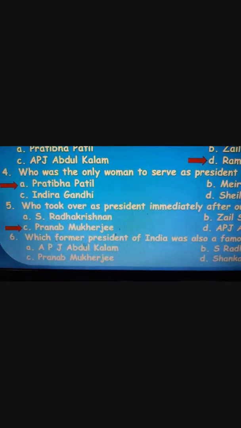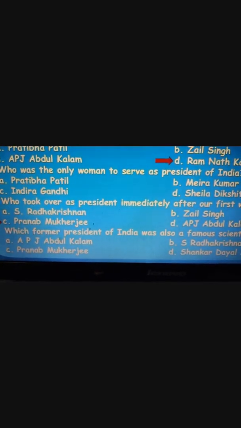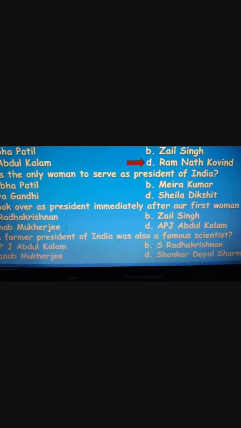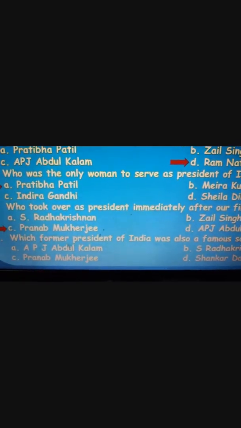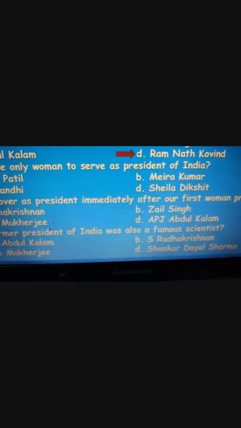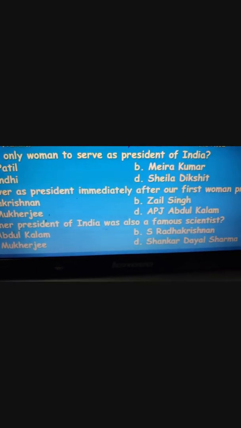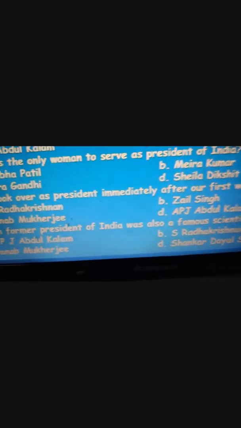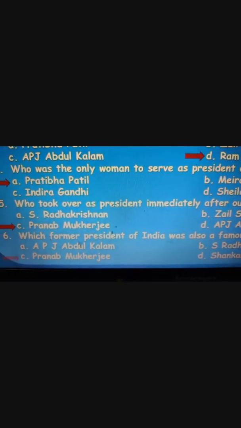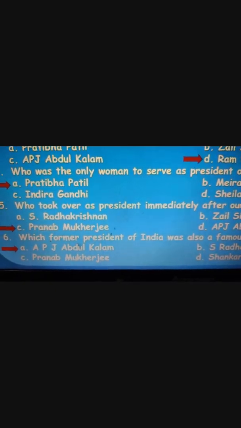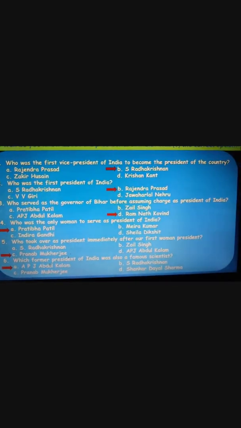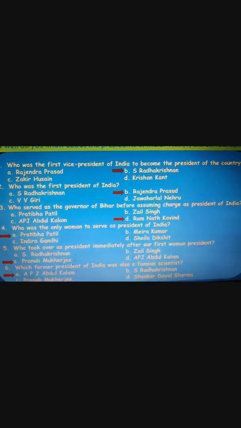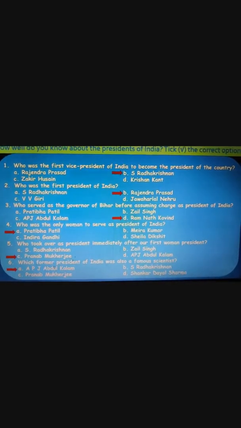Next, the last question. Which former president of India was also known as a famous scientist? APJ Abdul Kalam, S. Radhakrishnan, Pranab Mukherjee, or Shankar Dayal Sharma? Yes, APJ Abdul Kalam. He was the 11th president of India, and his tenure period was from 2002 to 2007.